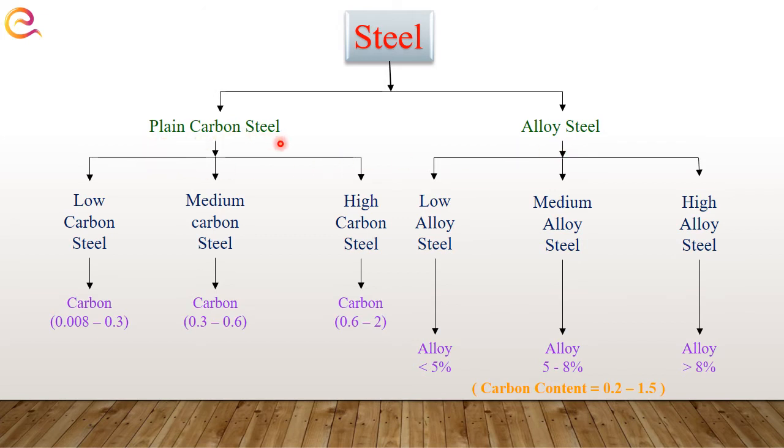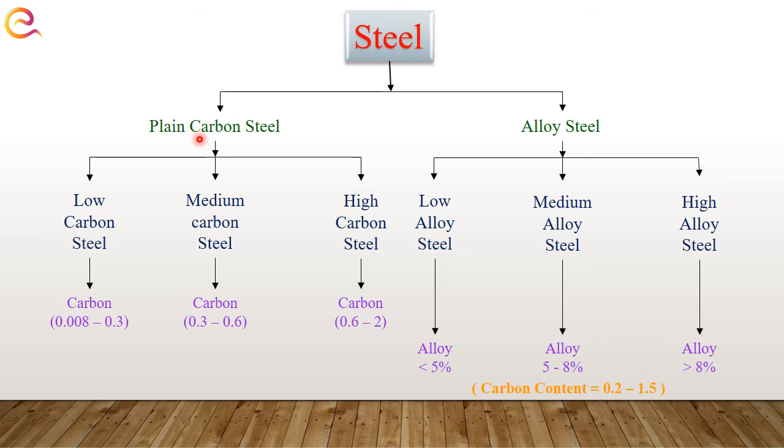In plain carbon steel, other materials can be present like silicon, phosphorus, sulfur, but carbon is playing the role of major alloying element. And in alloy steel, carbon can be present, but other elements are considered alloying elements. Here you can see the carbon content is from 0.2% to 1.5%. Here there is a chance of presence of carbon, but in alloy steel, carbon is not playing the role of major alloying element, and in plain carbon steel, carbon is.